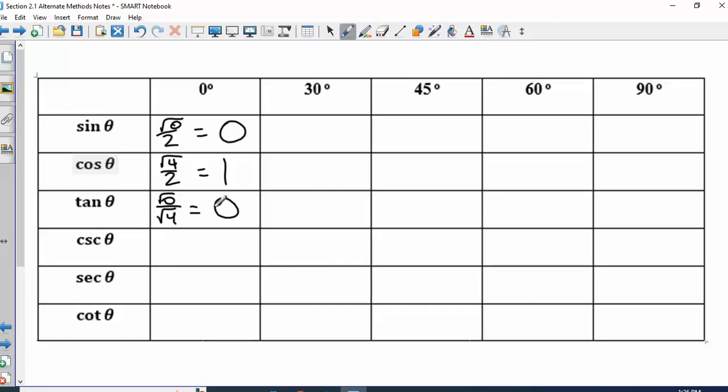Let's go to 30 degrees. So the sine of 30 degrees would be? Square root of 1 over 2. Which is just 1/2. Cosine of 30 degrees would be? Square root of 3 over 2. And that doesn't reduce. Tangent would be square root of 1 over square root of 3. But we can't leave that radical on the bottom, so multiply top and bottom by radical 3. And we get radical 3 over 3.